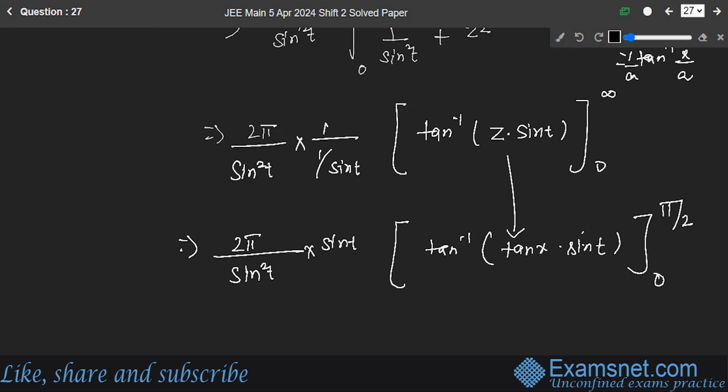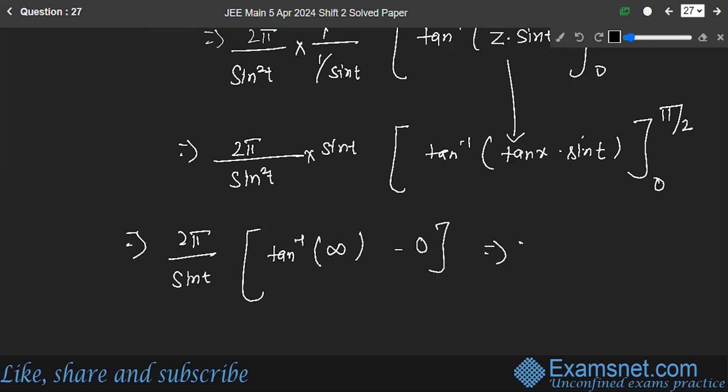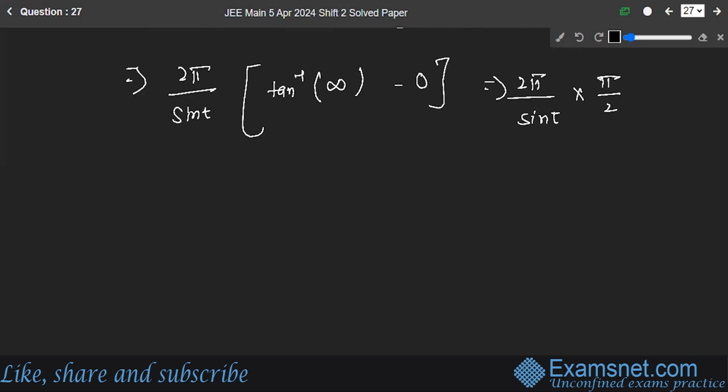Okay, so this is 2 pi upon sine t, tangent inverse, this will be infinity minus 0. And tangent inverse infinity is pi by 2. This gives me pi square upon sine t. This is your f of t.